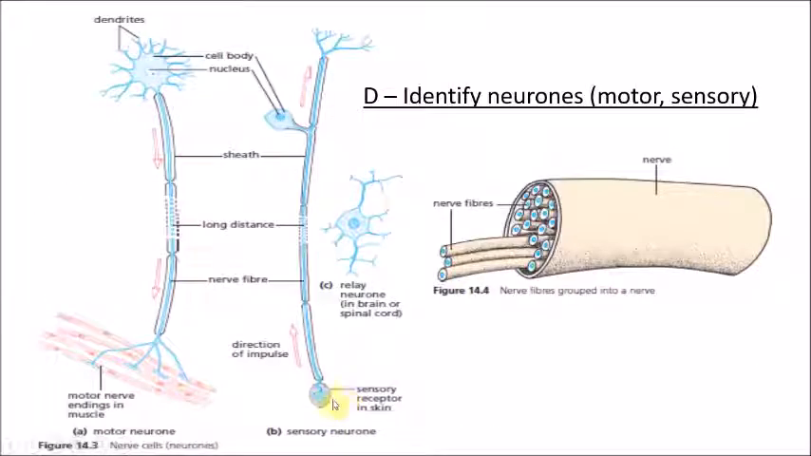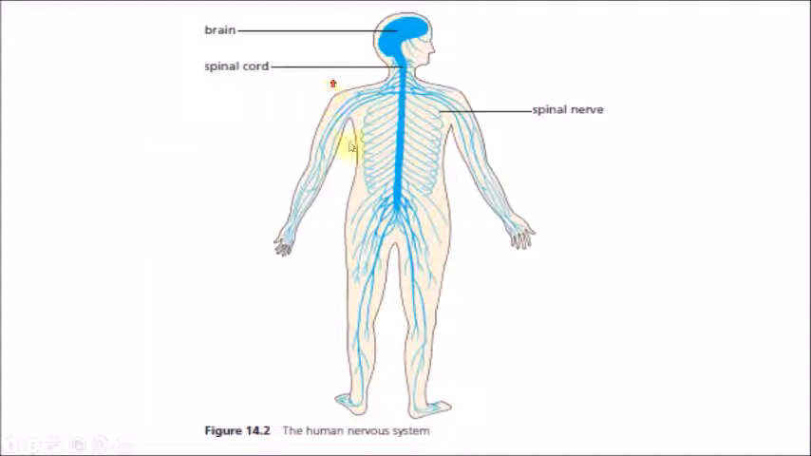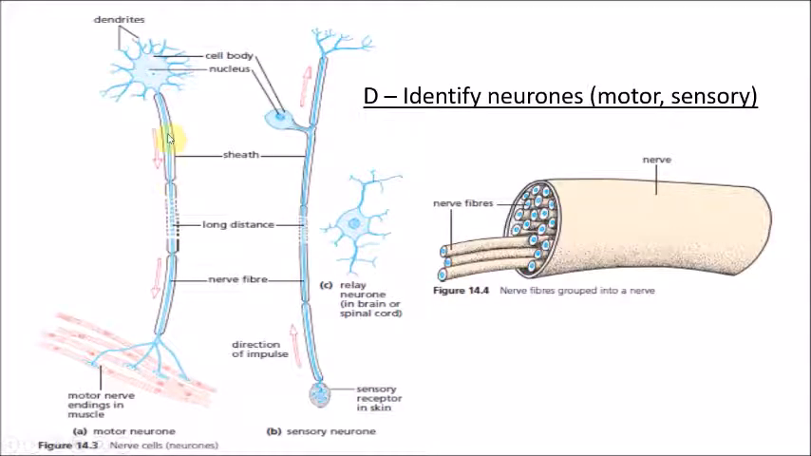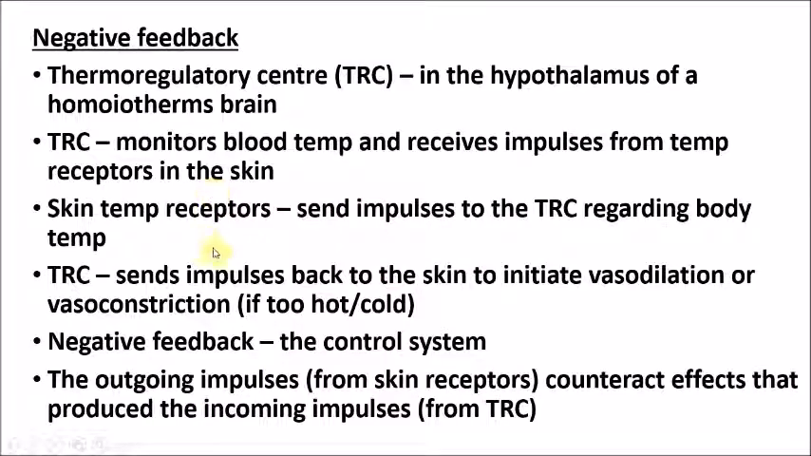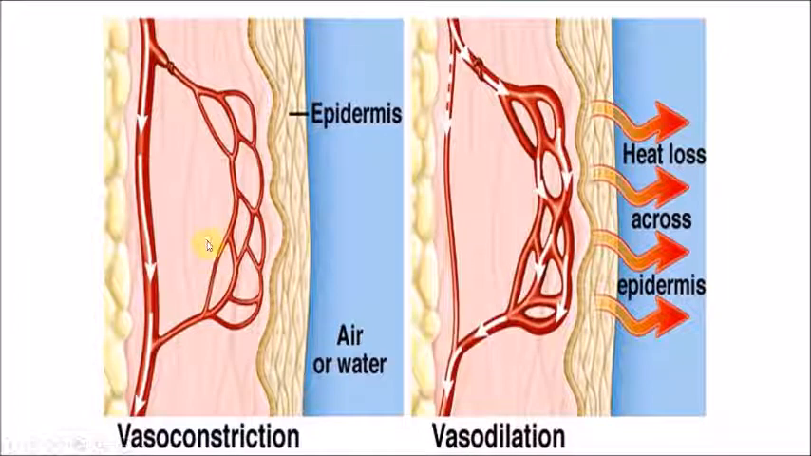As we talked about earlier in the topic, sensory receptors in the skin will send information along here to the brain. Now, we're talking about the hypothalamus of the brain and the TRC inside that. That will take information from the skin receptors, but also from the blood. It will then send messages down motor neurons to different areas of the body. One thing it does is cause vasoconstriction or vasodilation, depending on the temperature.